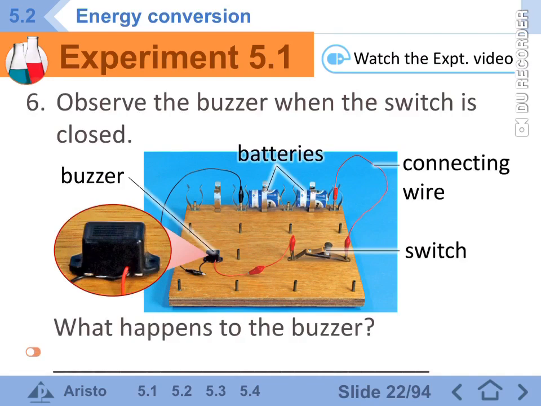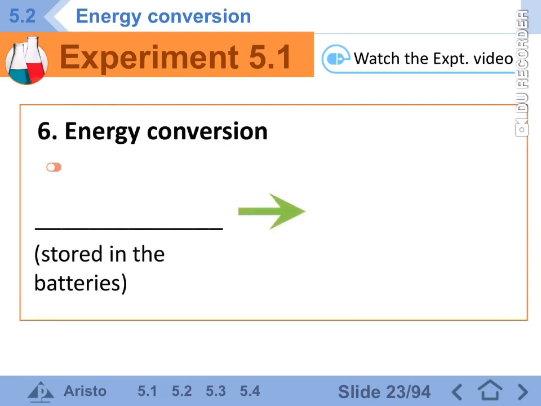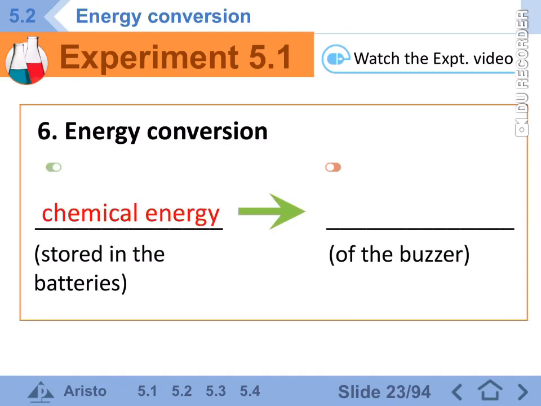Next, number 6, we have a buzzer. We have the conventional batteries, and when you switch it on, what will happen? It will produce a buzzing sound. And what is happening from that? The battery has chemical energy stored in it, and when it goes to the buzzer, it will generate sound energy. That's why you can hear what is going on.